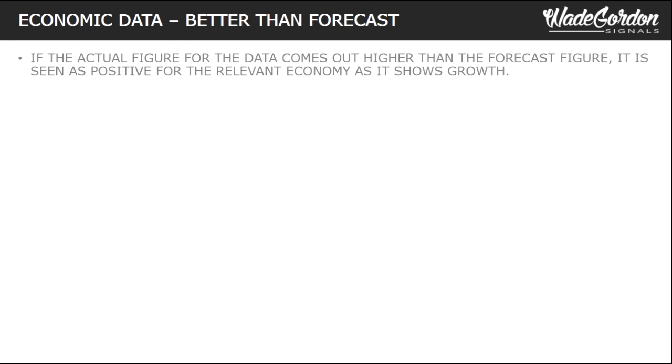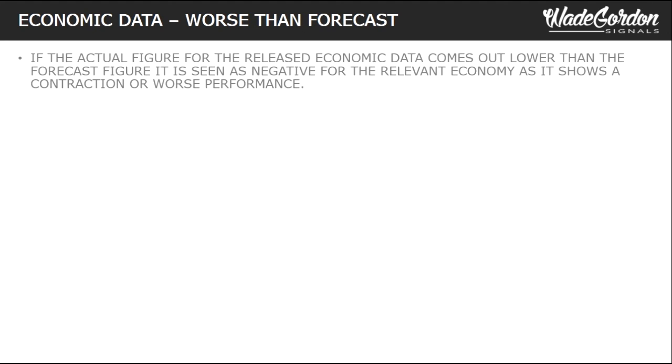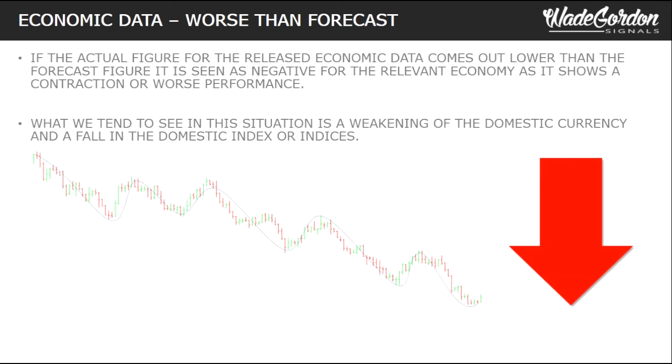With released economic data, generally if the actual figure for the data comes out higher than the forecast figure, it is seen as positive for the relevant economy as it shows growth. What we tend to see in this situation is a strengthening of the domestic currency and a strengthening of the domestic index or indices. If the actual figure for the released economic data comes out lower than the consensus or forecast figure, it is seen as negative for the relevant economy as it shows a contraction or worse performance. What we tend to see in this situation is a weakening of the domestic currency and a fall in the domestic index or indices. These are the rules of thumb to follow.